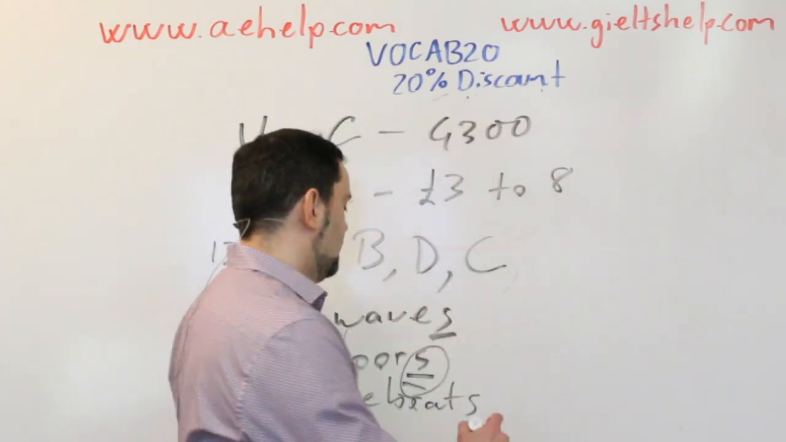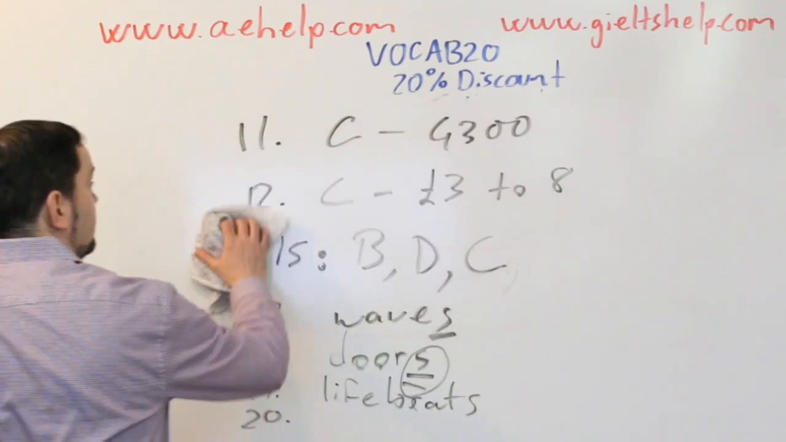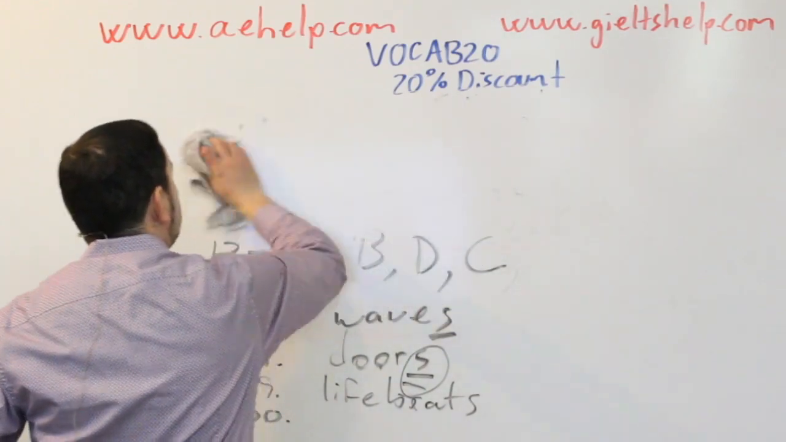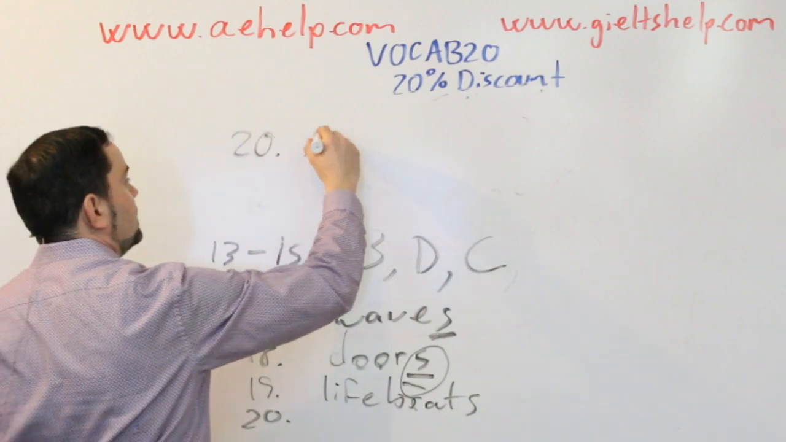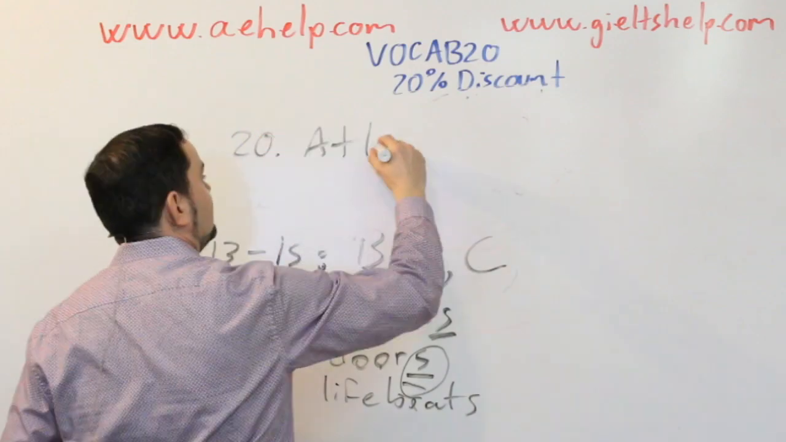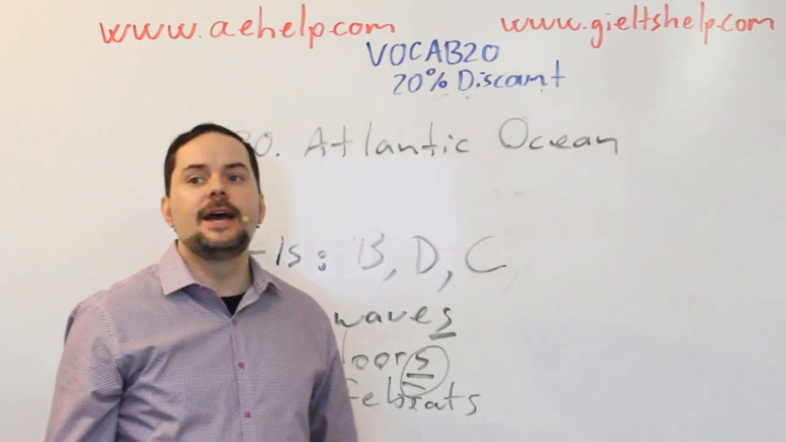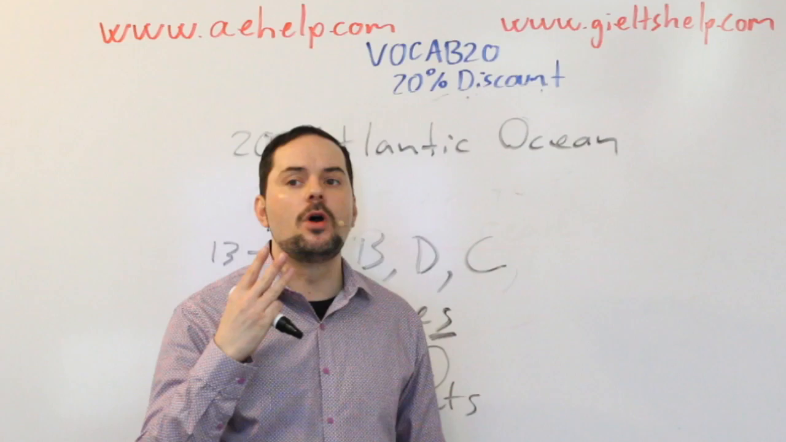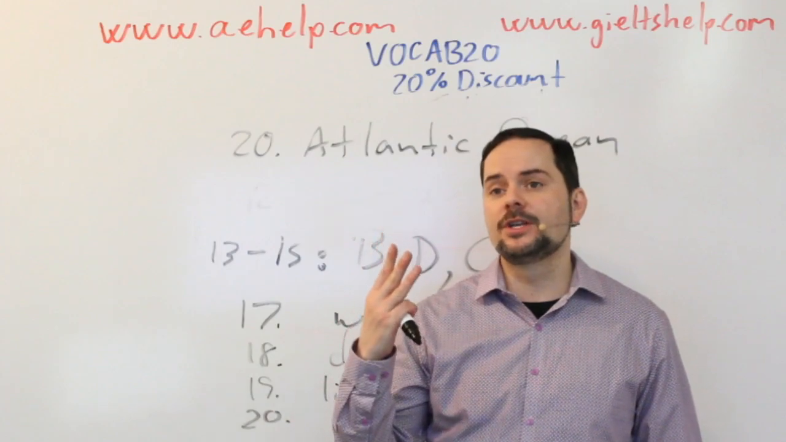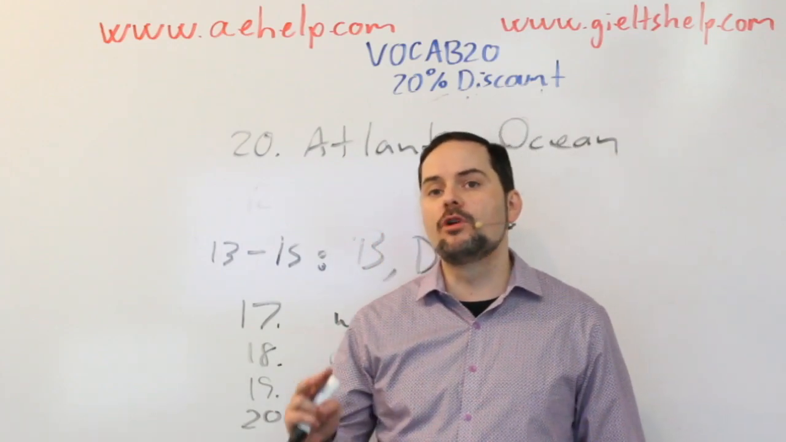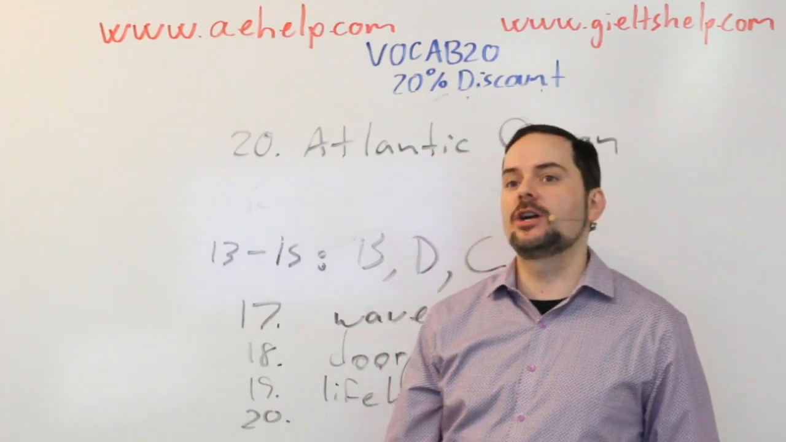Okay, the right answer is Atlantic Ocean. Let me put it a little bit higher here so you can see this. Okay, so number 20 is Atlantic Ocean. This is the correct answer. Yeah, so 3 words is wrong. If you say North Atlantic Ocean, it's wrong because that's 3 words. This question says no more than 2 words. Be really careful with the question instructions, okay?